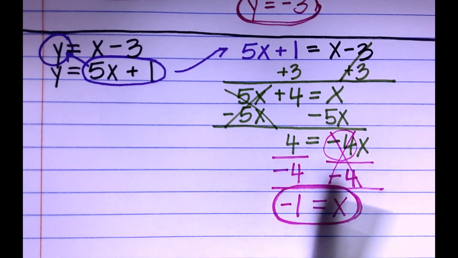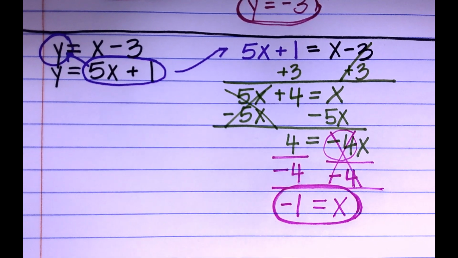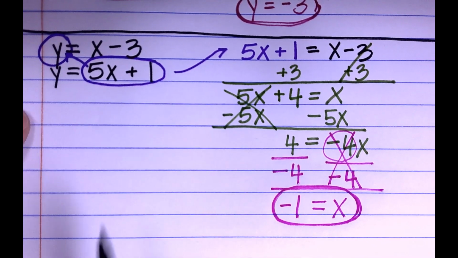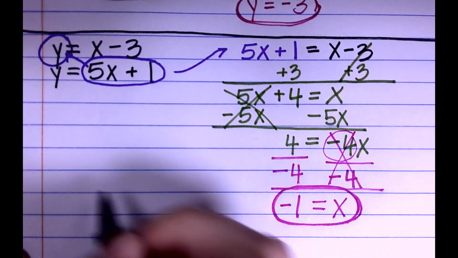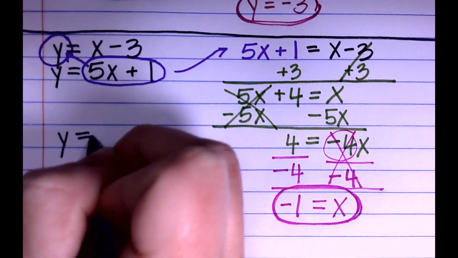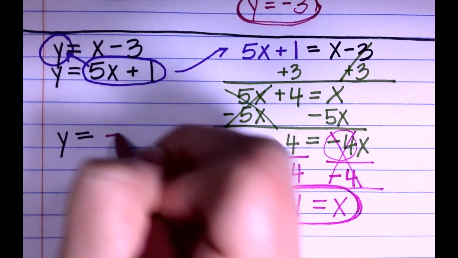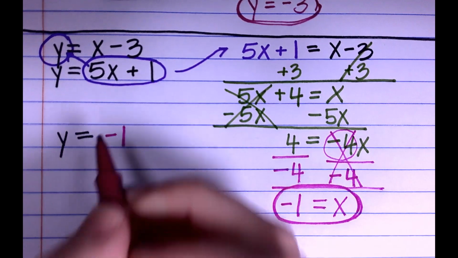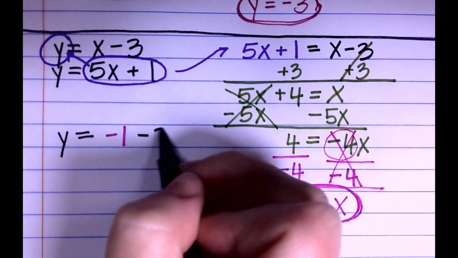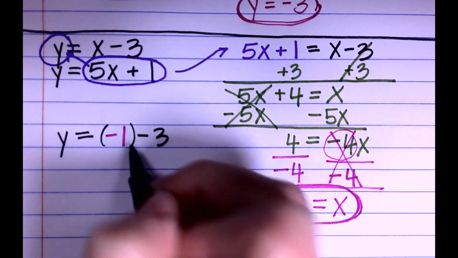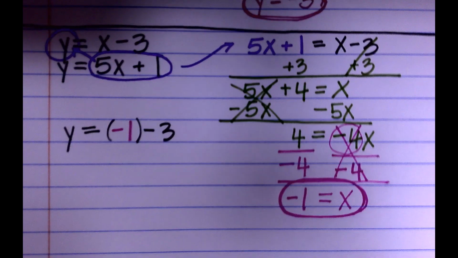Perfect. I'm just going to plug the negative 1 into either one of these equations. I'm going to start with this top one. It looks a little easier. Y equals, instead of x, I'll write my x value we just found, negative 1. That's my x minus 3. That's the rest of the equation. I'm going to put that in parentheses so we know that this is what x is now.